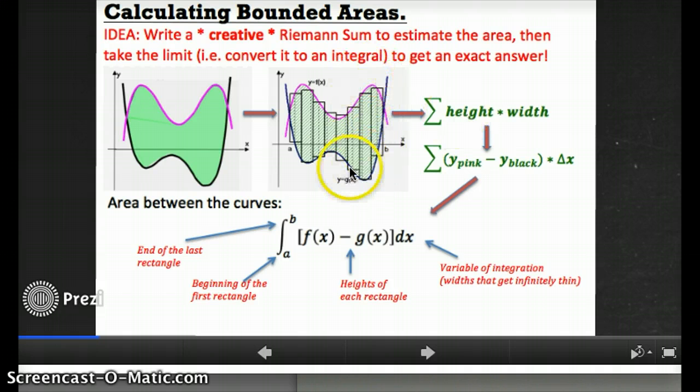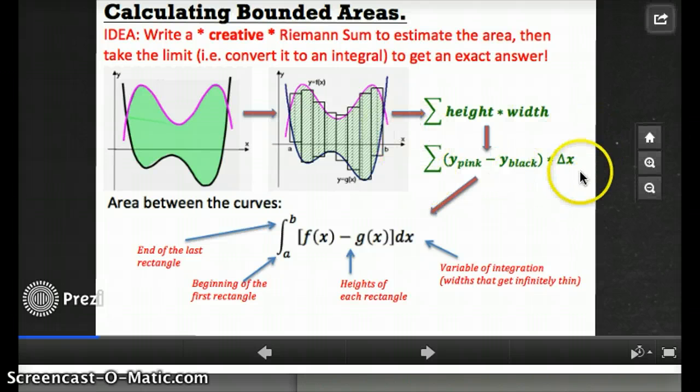The height, no matter how many rectangles we use, is always going to be defined by the difference between the pink curve and the black curve. To be really specific, if we take the y value of the pink curve and subtract the y value of the black curve for each rectangle, we would get the height. And if we multiply that height times delta x, this expression will represent the area of that rectangle, and then of course we add them all up. So far, this is just an estimate, but if we wanted to find the exact area using this idea, we would take the limit of the Riemann sum, as we get infinitely many rectangles and their width is infinitely small.